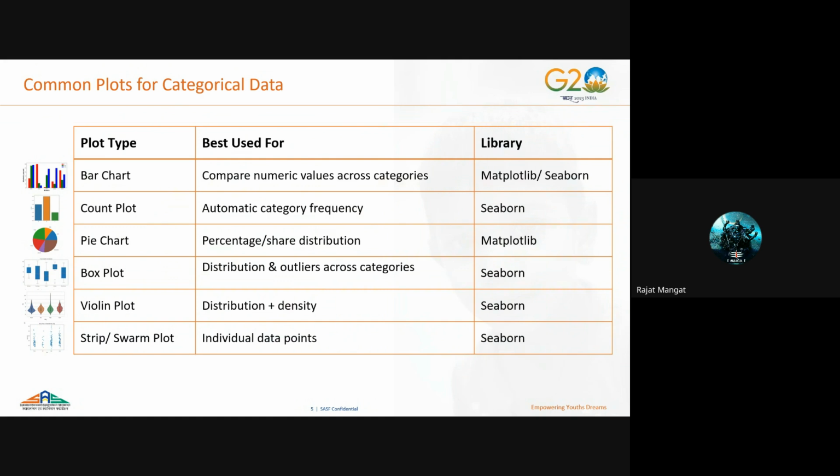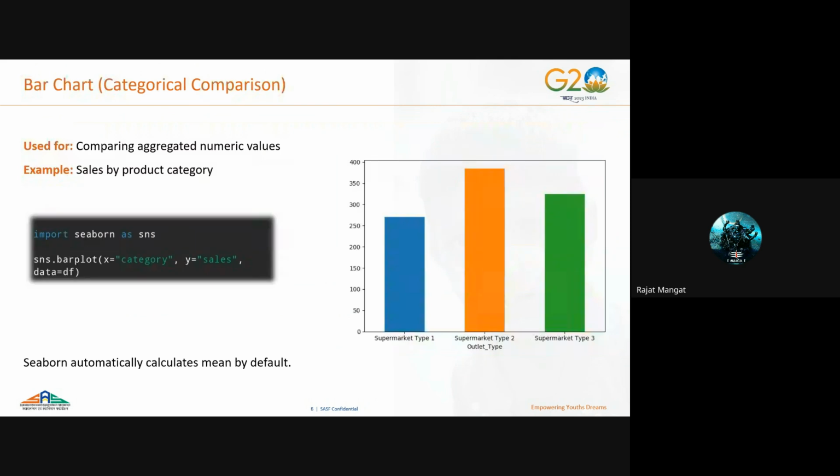Then the pie chart for percentage sharing distribution. The box plot, which we will be seeing in live coding, shows distribution and outliers across categories. I will be explaining you there only. Then the violin plot, distribution plus density; all these terms I will explain to you. Strip and swarm plots show individual data points. I can explain you here also, but I wanted to explain through a real example, so we will go to VS Code and then see how they work.